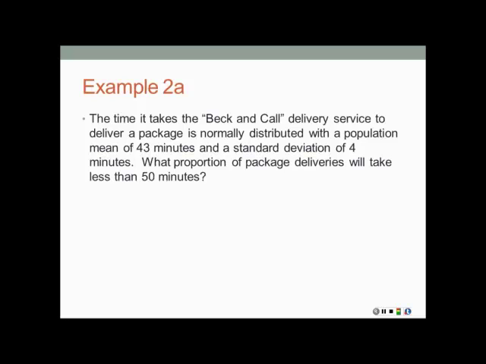So, now we have another problem. The Beck and Call delivery service is normally distributed. The time it takes to deliver a package is normally distributed with mu of 43, sigma of 4, and we want to know then what proportion of deliveries will take less than 50 minutes.